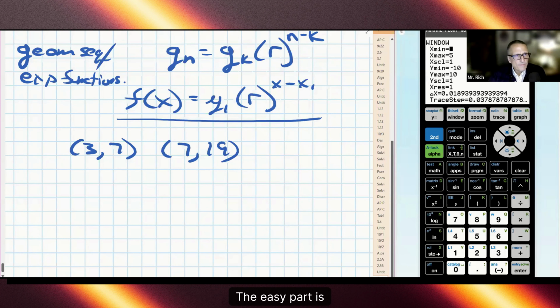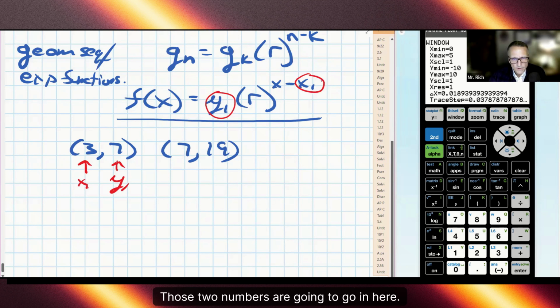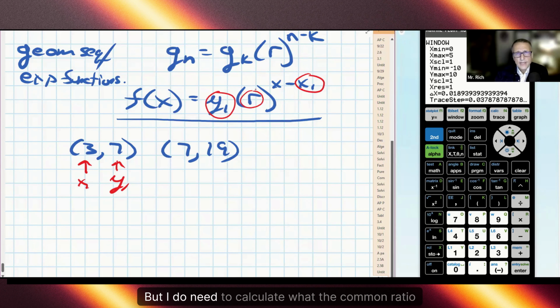The easy part is I'm just going to use one of the 2 points for x1 and y1. I'm going to call that x1, and I'm going to call that y1. Those 2 numbers are going to go in here. Not putting anything for x because that's my variable. But I do need to calculate what the common ratio would be that would make that an exponential function. And here's how we would do this.